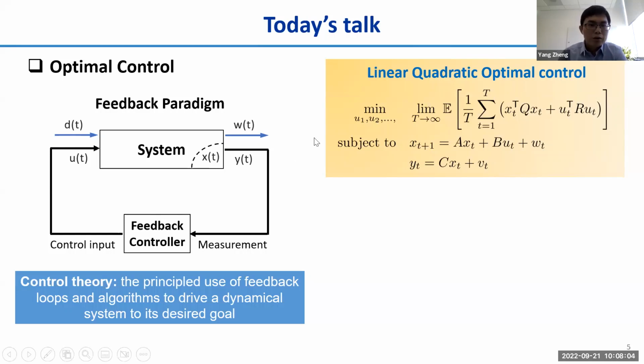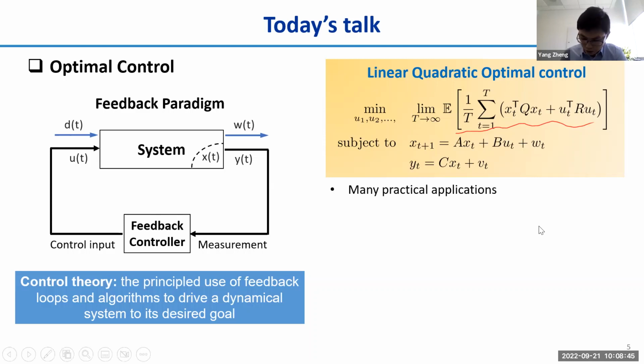In particular, in this talk, I'm going to focus on a class of linear quadratic optimal control problems. In this case, the system dynamics are linear, which means the state of the system at the next time step is a linear function of the system state at the previous time step and the control input, plus some noise. The system output is a linear function of the system state plus some noise. And we would like to design the control inputs u1, u2, and so on, to minimize a quadratic function of the system trajectory.